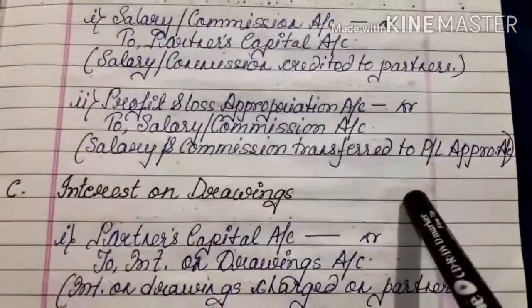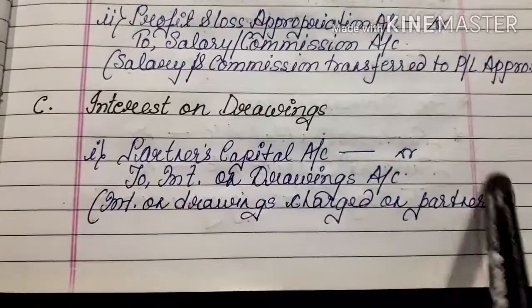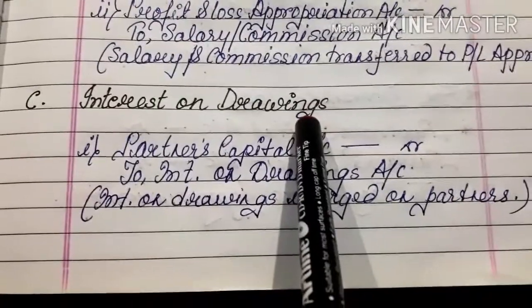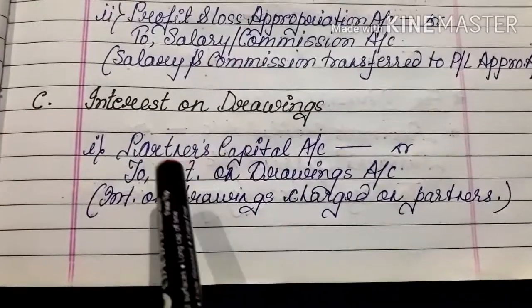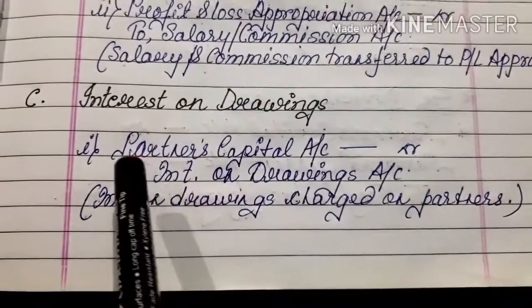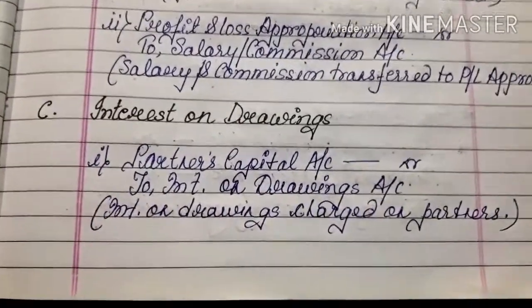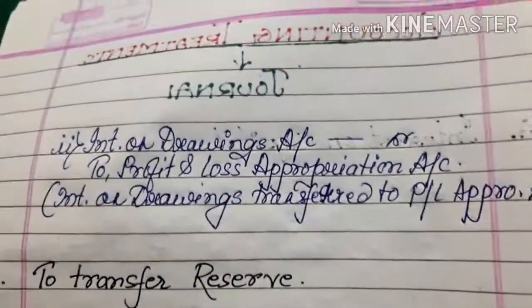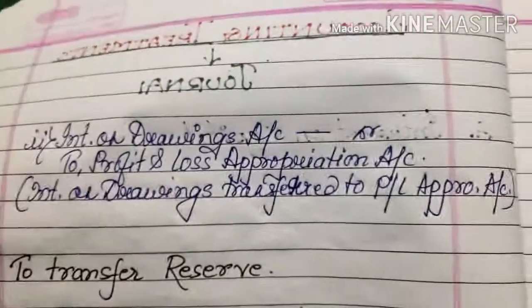Next, we have interest on drawings. Now, interest on drawings, as I have explained earlier, is income for the firm, but it is the partners' expenditure. That's why partners' capital account will be debited and to interest on drawings account. Now the next, second entry for closing is interest on drawings account debit to profit and loss appropriation account.